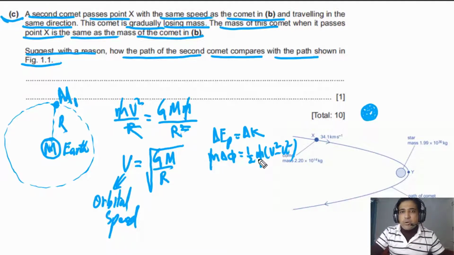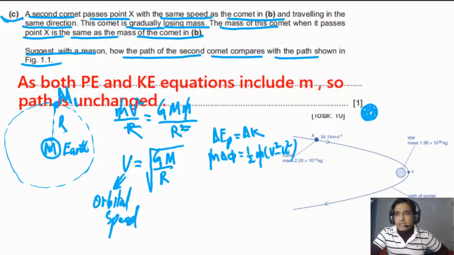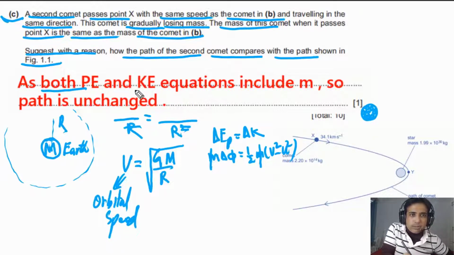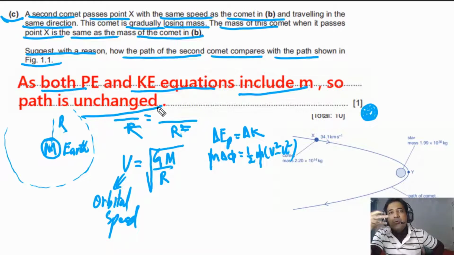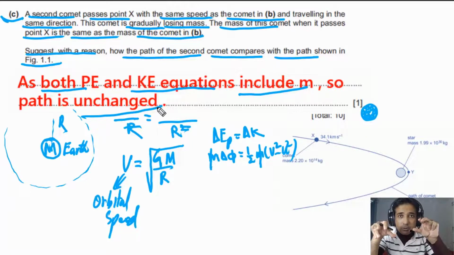And for the sake of the answer to this question, this is how you can write down your answer. Let me clean this one so you can see what I have written. Simply you can say, as both the potential energy and kinetic energy equations include m, the path is unchanged. The main concept is you need to visualize that it is made of small pieces, and it is losing some of the pieces, and the orbital speed of any mass is independent of the mass of the piece itself. So that's the reason it will follow the same orbit.